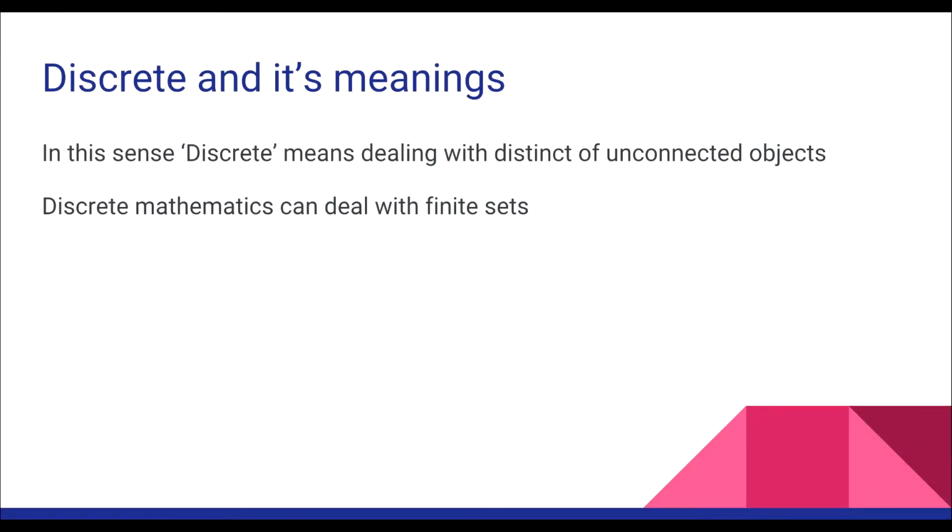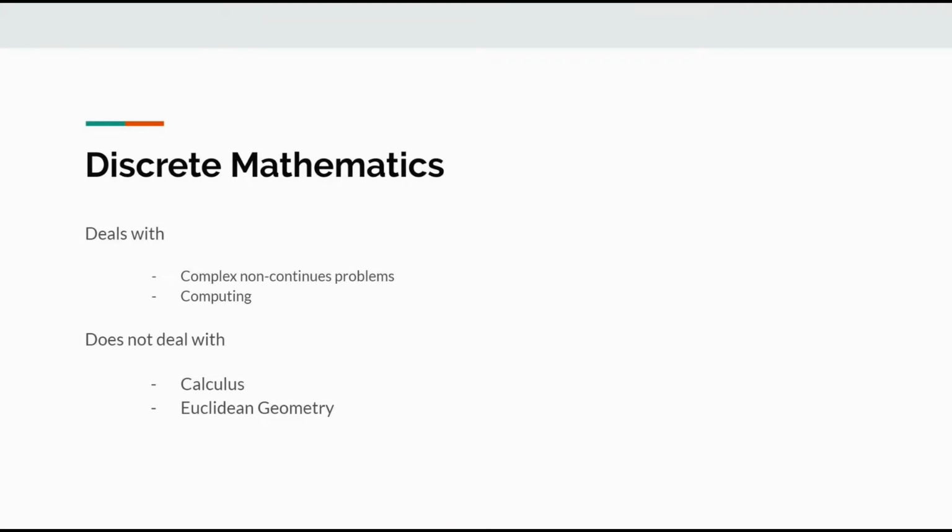Discrete in discrete mathematics deals with unconnected objects, finite sets, and among other things, integers, graphs, statements in logic, and can deal with many complex problems that we can see in computing today. In fact, there is no real definition for what discrete mathematics encompasses. It's more defined by what it excludes rather than what it includes, such as calculus and Euclidean geometry.